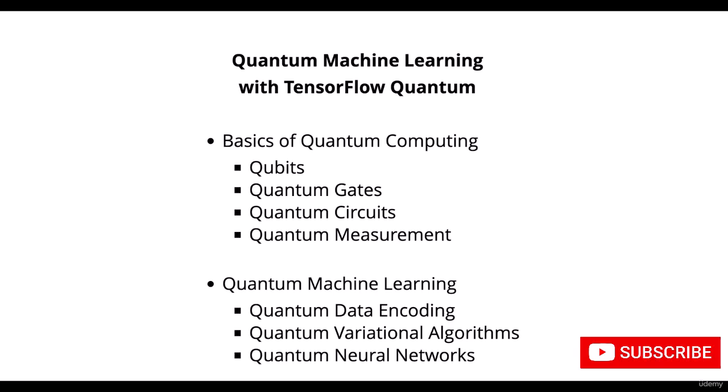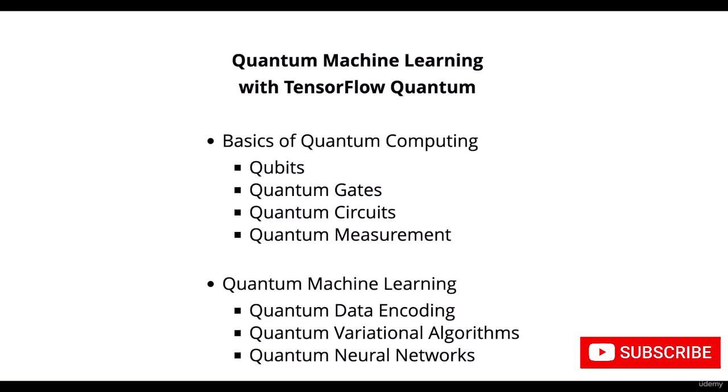Quantum gates. Quantum gates are the basic building blocks for quantum circuits, similar to classical logic gates. They operate on qubits to perform operations such as rotations, flips, and entanglement. Next, we have quantum circuits. Quantum circuits are composed of a sequence of quantum gates applied to qubits, representing quantum algorithms. The last one is quantum measurement. Measurement in quantum computing involves extracting classical information from quantum systems. It collapses the quantum state to a classical state.